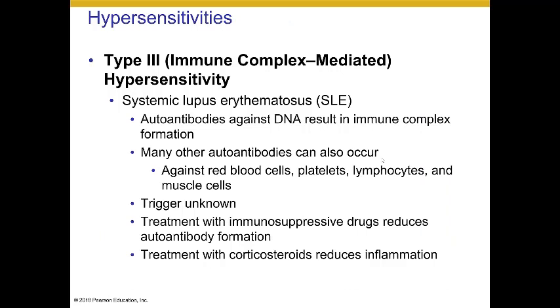Lupus is another type of type 3 hypersensitivity, and it's also autoimmune. So autoimmune meaning that you've got antibodies against your own antigens instead of foreign antigens. And then in this case, it's type 3 hypersensitivity because it's causing these immune complexes that are leading to tissue damage.